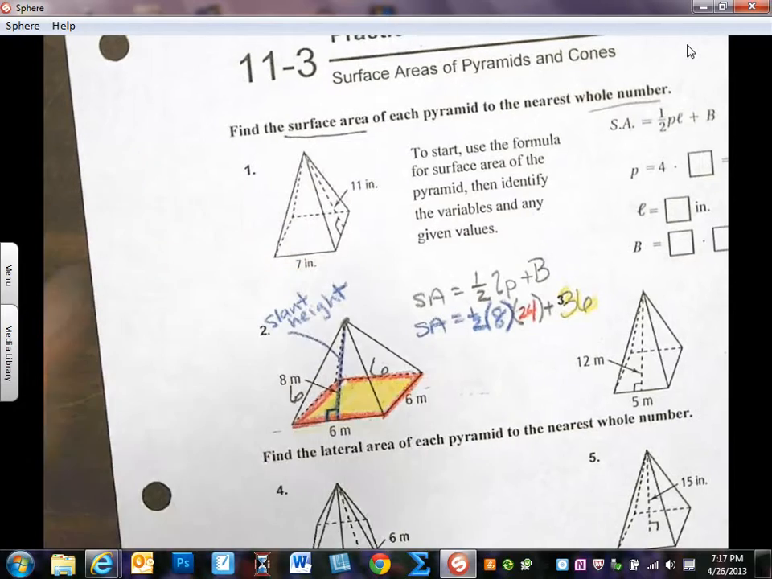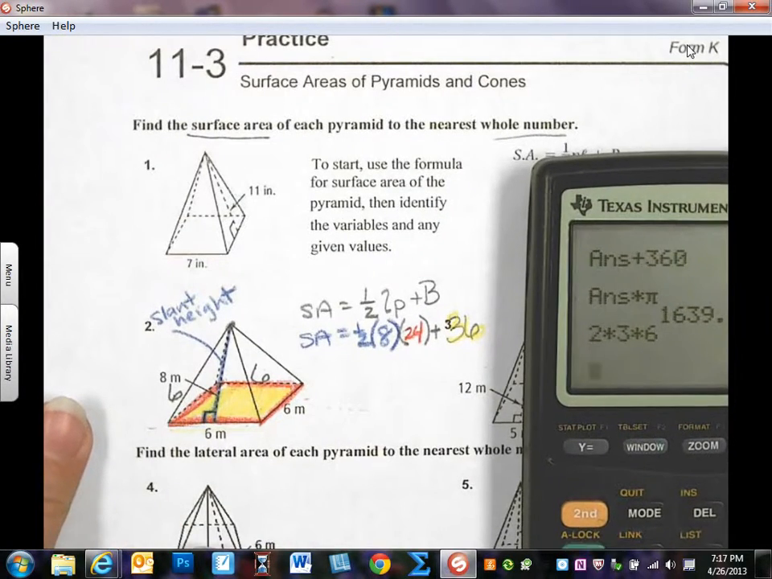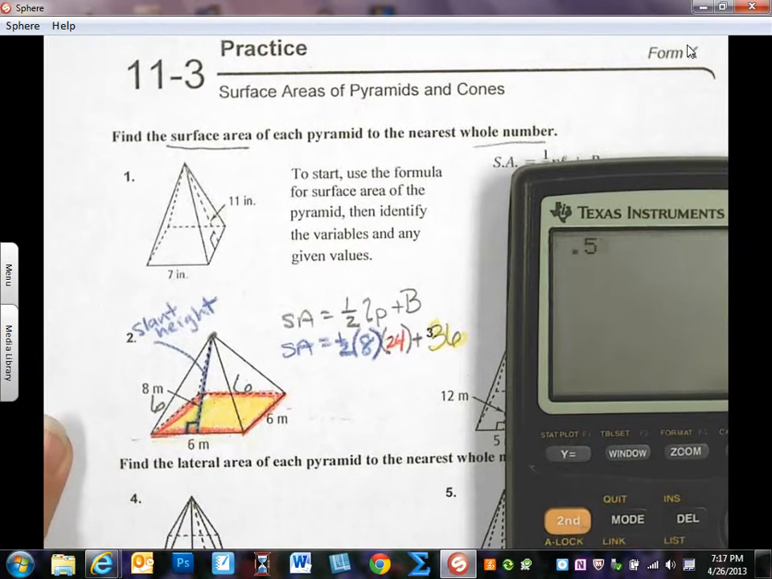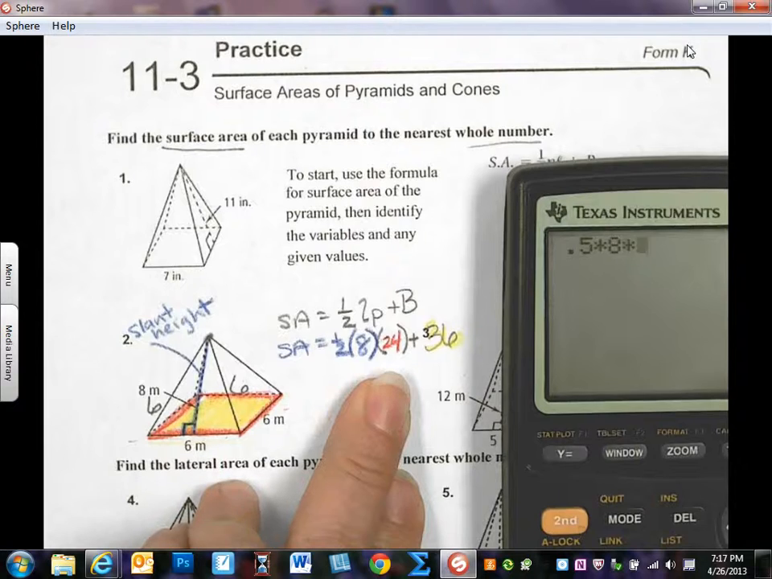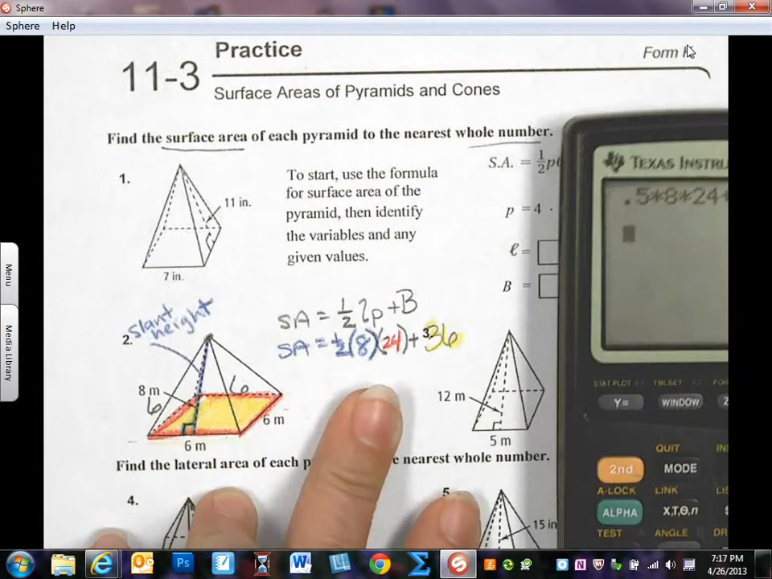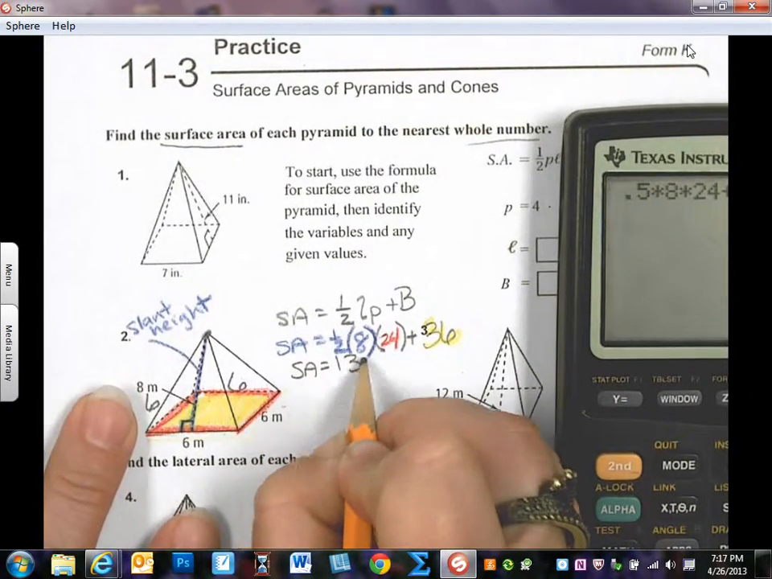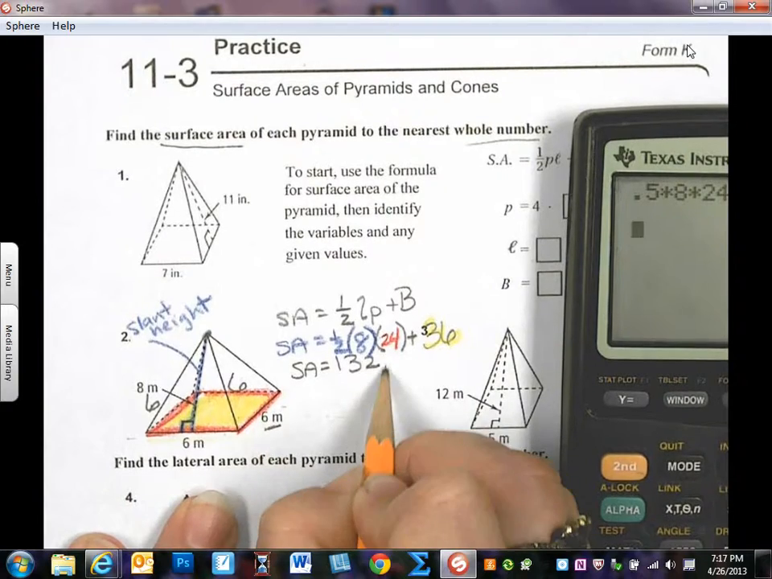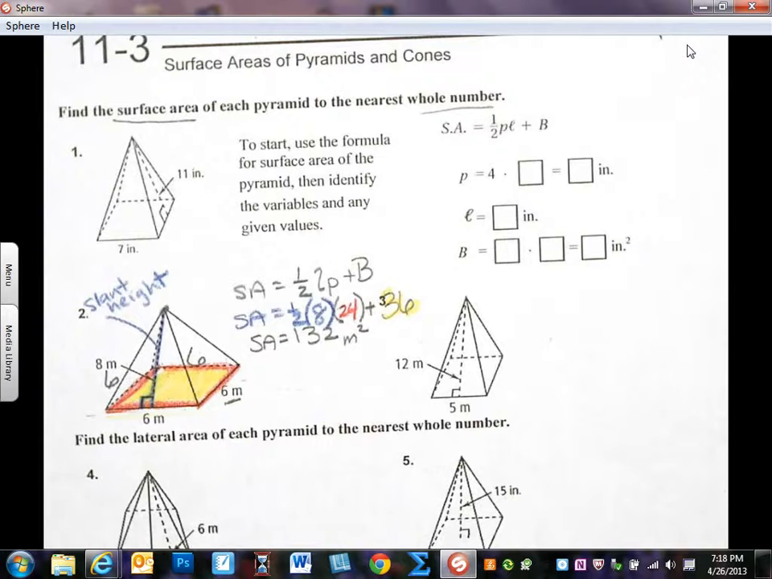Okay? So we can put that straight in the calculator, and instead of typing in 1/2, I'm just going to use a decimal equivalent of 0.5 times 8 times 24 plus 36. And the answer is 132. So in this problem, my surface area is 132, unit is meters, and we square it, because area is always squared. So I don't think you're going to have any problems finding surface area here.